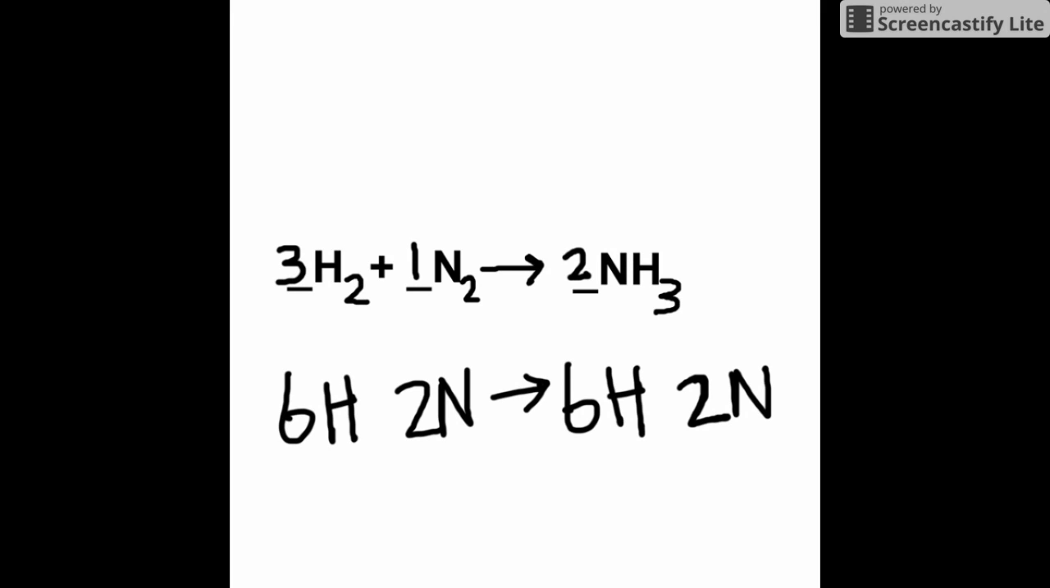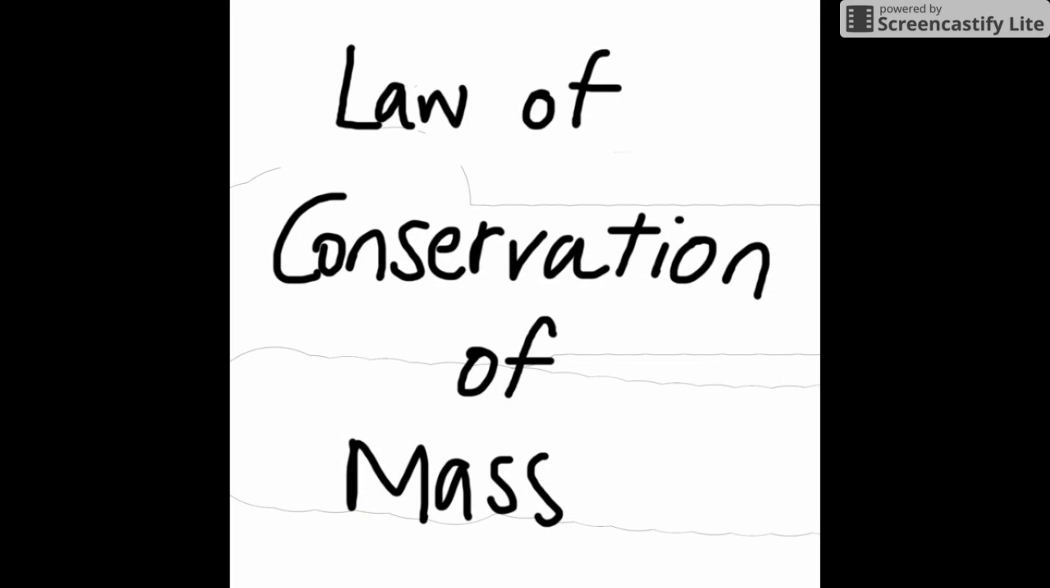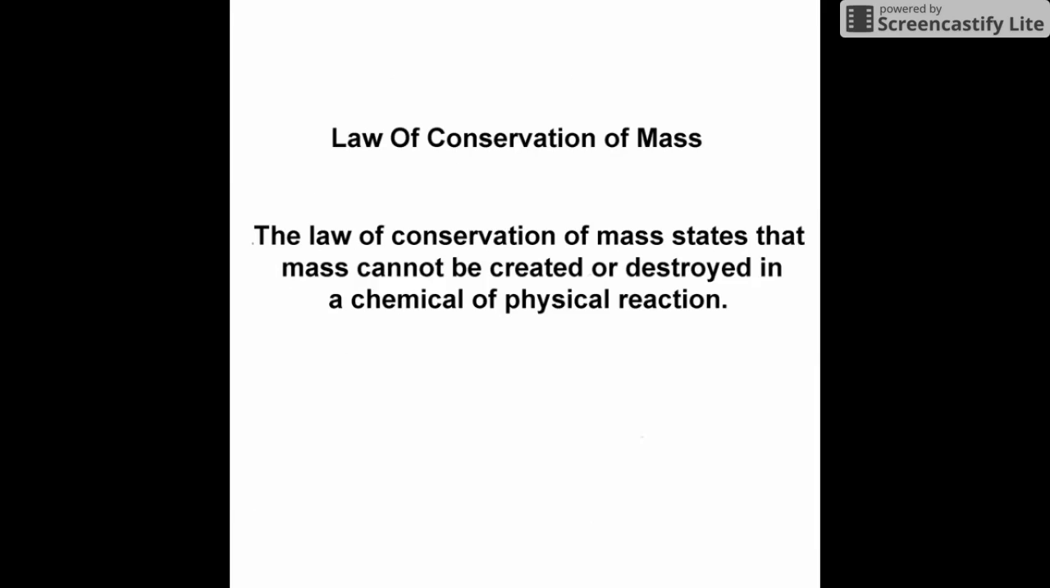and the law of conservation of mass was obeyed, which brings us to our last point, the law of conservation of mass. The law of conservation of mass states that mass cannot be created or destroyed in a chemical or physical reaction. It can only be lost or transferred, which was obeyed since we had the same amount of atoms on both sides of our equation.